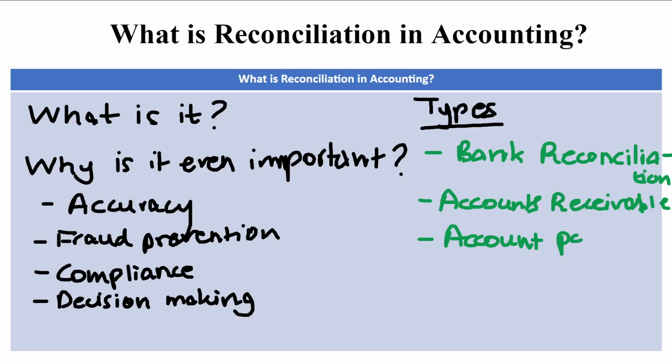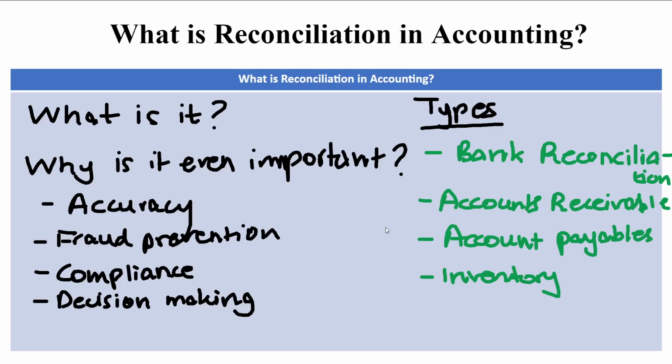Accounts payable. So this compares your accounts payable ledger with supplier invoices and payments to ensure that all amounts owed to the suppliers are accurately recorded. And then lastly, we have inventory reconciliation. So inventory and copy paste that down, reconciliation. Now this involves physically counting inventory and comparing the result with your inventory records to identify any discrepancies. Alright, so that is it for the types.